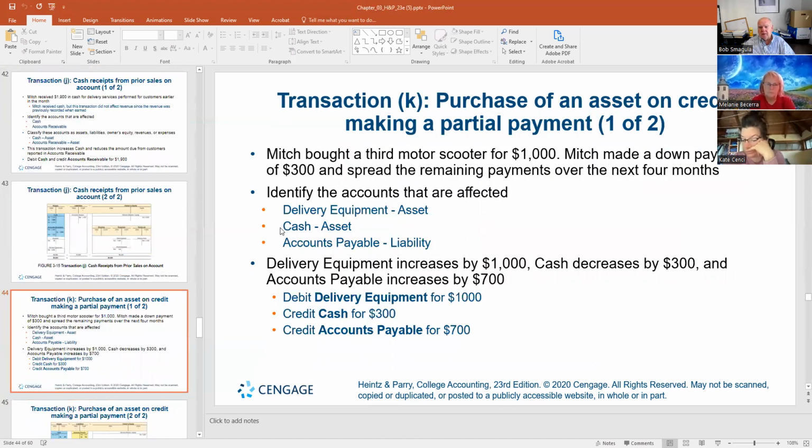Purchased an asset on credit, but he made a down payment, a partial payment. Mitch bought a third motor scooter for $1,000. Well, we know that equipment's going to go up. He calls it delivery equipment. He made a down payment of $300, so we know cash is going to be reduced, and the remaining payments are going to come in the future. We know that accounts payable has to go up. The way we're going to express it is as follows. We're going to debit delivery equipment for $1,000. We're going to credit cash for $300 and credit accounts payable for $700.